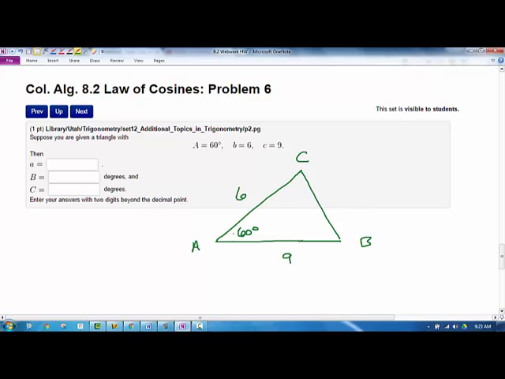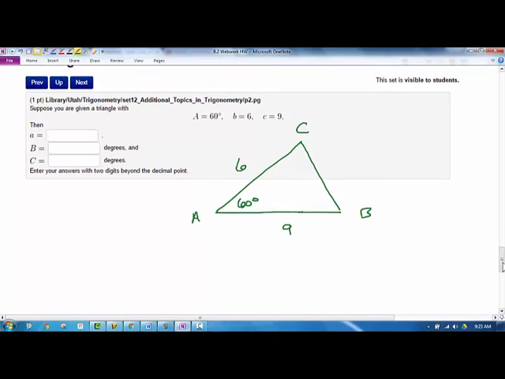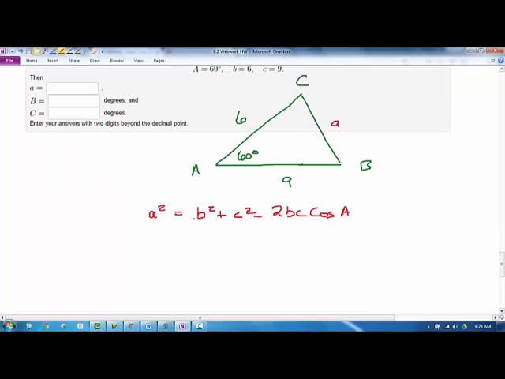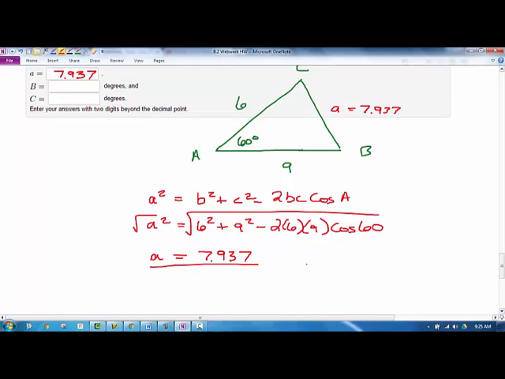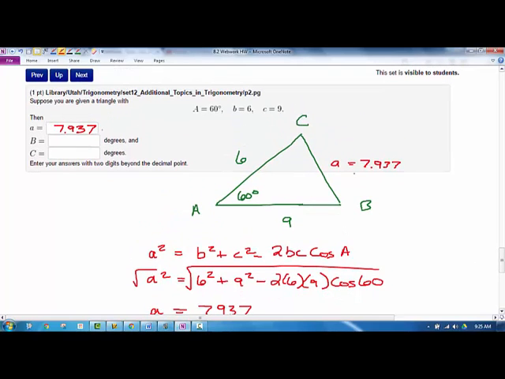Okay, the next problem gives us A is 60, B is 6, C is 9, and it wants us to find some missing things here. So it wants us to solve the triangle basically. So let's find A using the law of cosines. So I'm going to write that formula down in terms of A right here, and then I'm going to plug in. Get this right here. Now take the square root of both sides, and you get 7.937. So now we're going to look for another angle then.